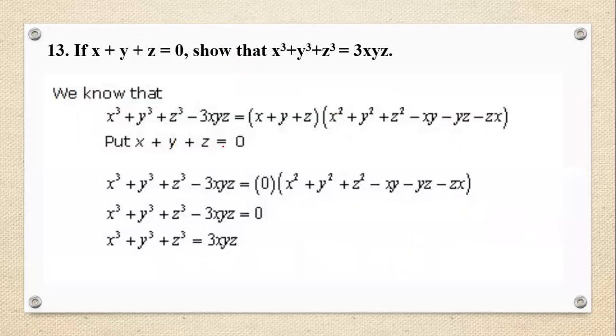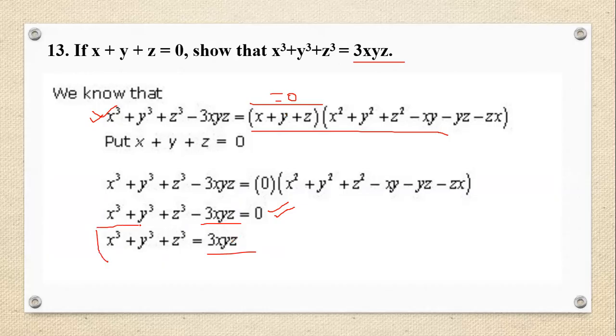Now next, question number 13. We have the sum of all the three values as zero, and we have to show that x cube plus y cube plus z cube is equal to 3xyz. So we know the identity here, x cube plus y cube plus z cube minus 3xyz is equal to this. Here the first bracket has the value 0. So if you put 0 here, it multiplies with the second bracket and the entire value becomes 0. And then we transpose minus 3xyz towards the RHS side. So it becomes 0 plus 3xyz, and this is how we solve it, and we show that x cube plus y cube plus z cube is equal to 3xyz.